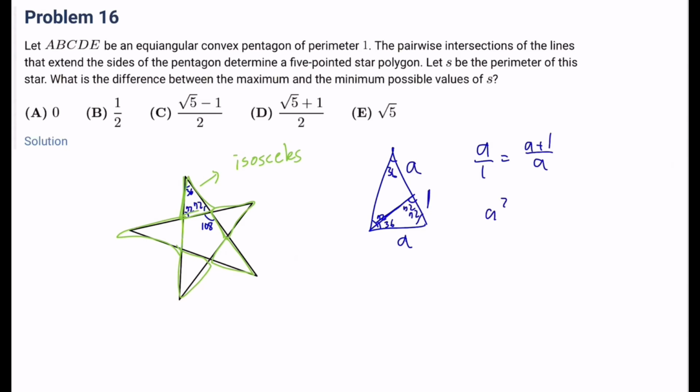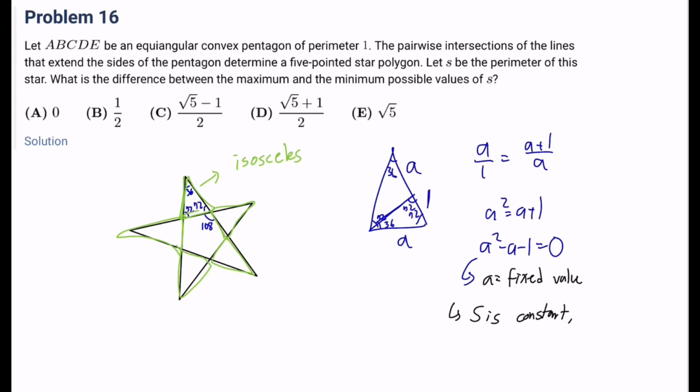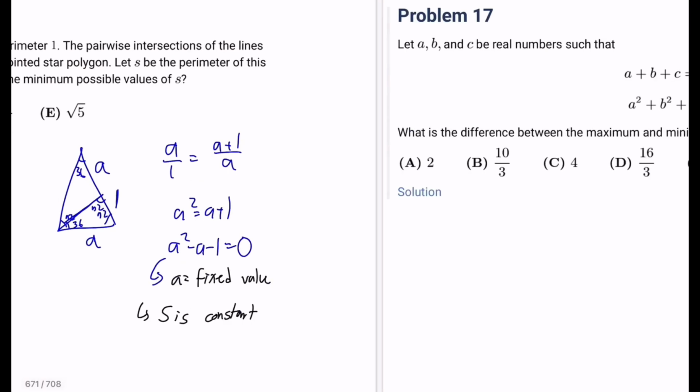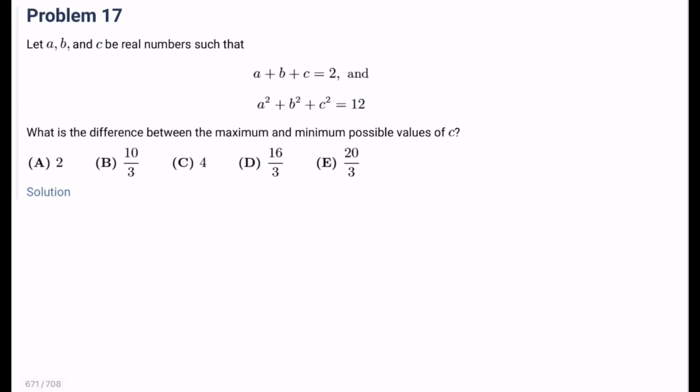So that gives us a squared equals a plus 1. And so a squared minus a minus 1 equals 0. From here we know that a is a fixed value. And for the maximum and the minimum possible values of S, this means that S is also fixed. So S is constant, so the maximum equals the minimum. That means the difference is 0. It's A.